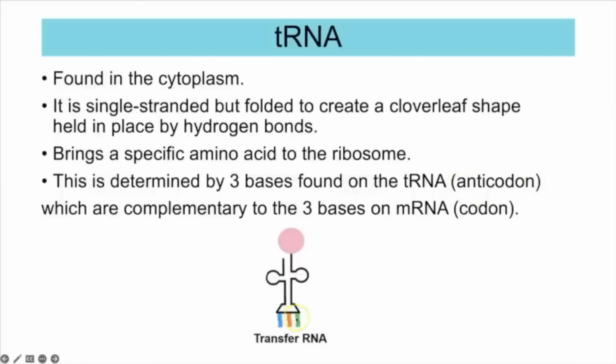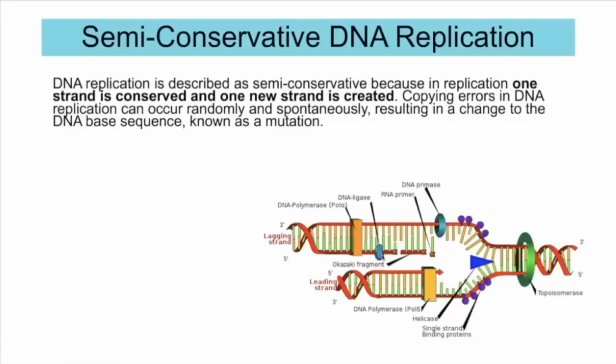And these 3 bases are complementary to a particular codon on the mRNA sequence. Next we move on to semi-conservative DNA replication. DNA replication is described as semi-conservative because in replication, one entire strand of DNA is conserved and one entire new strand is created from new nucleotides.